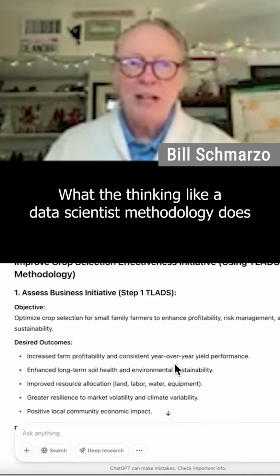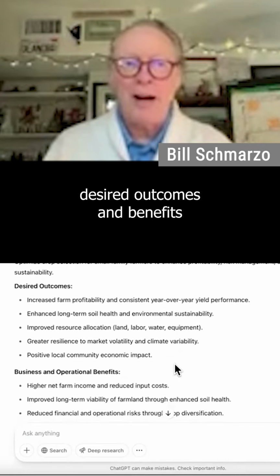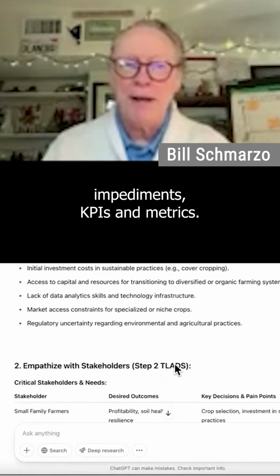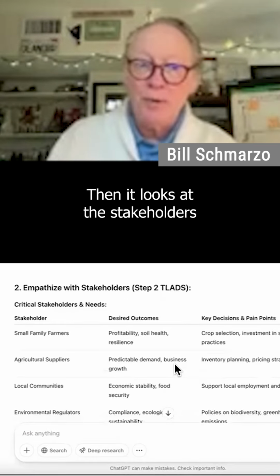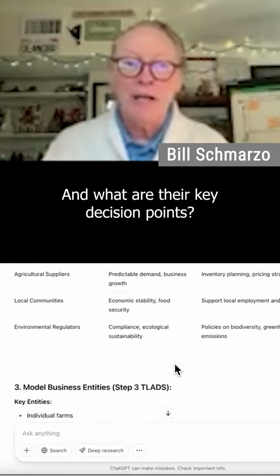What the thinking like a data science methodology does is it first makes sure that you really understand the problem you're trying to go after: desired outcomes and benefits, impediments, KPIs, and metrics. Then it looks at the stakeholders and tries to understand why this is important to them. What are their desired outcomes and what are their key decision points?